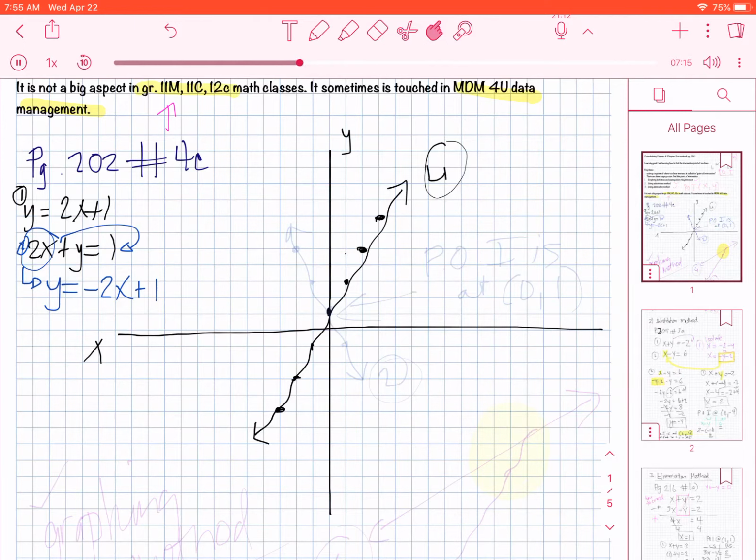Okay. And then we will go and graph the second line. Our second line, once we rearranged it, was negative 2x plus 1. So already, I'm going to plot my y-intercept. I'm going to go up 2 over 1, up 2 over 1. Now, you might notice it already overlaps.